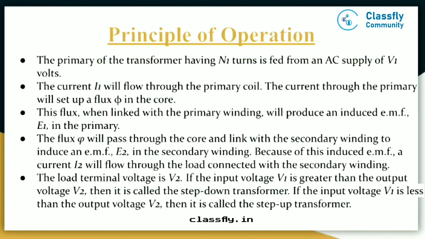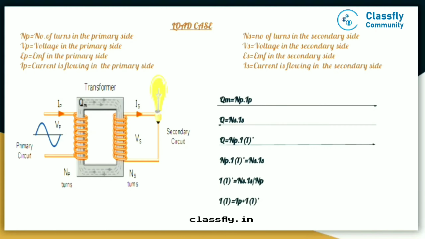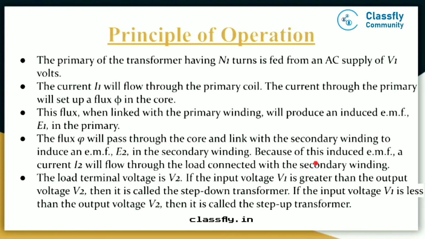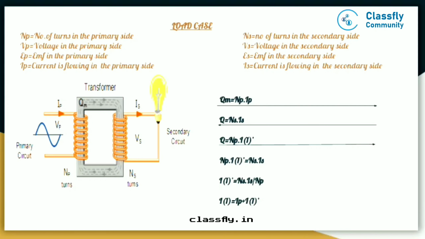Next it says that the flux phi will pass through the core and link with the secondary winding to induce an EMF E2 in the secondary winding. That means this phi will go again, and here also it will make a link with the winding and create another EMF in the secondary side, which will be your ES or E2. Next it says that because of this induced EMF, a current I2 will flow through the load connected to the secondary. As we have a load in the secondary side, due to this E2 which got induced, another current will start flowing from the secondary side. Okay, I hope you understood till this.